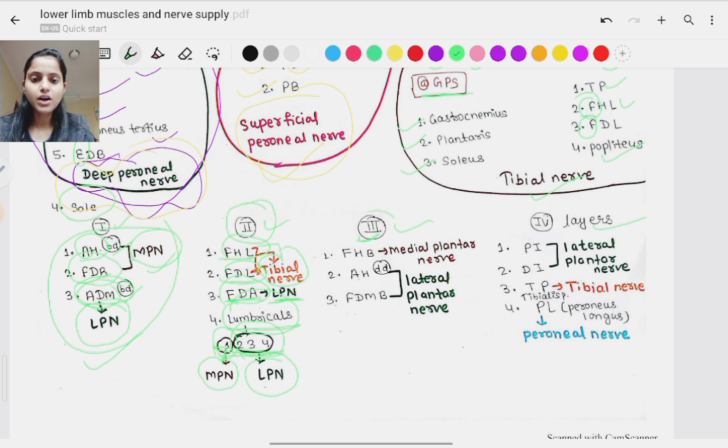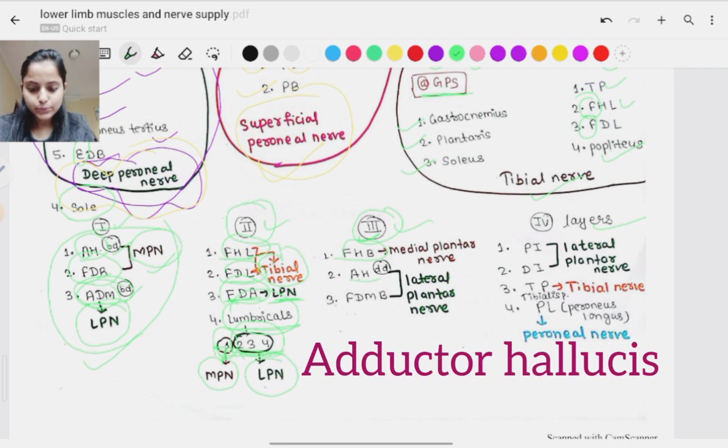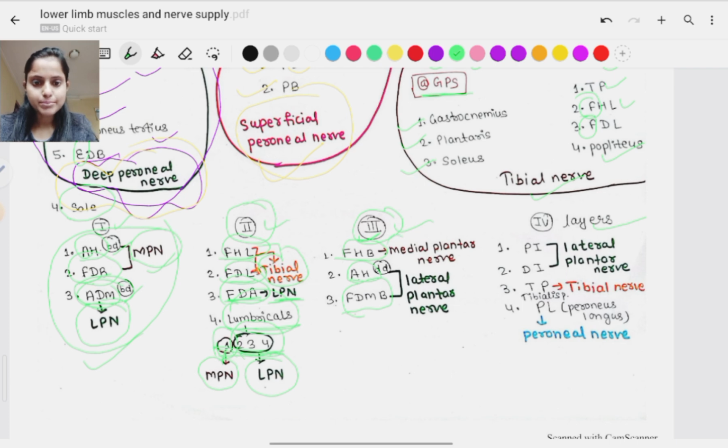In the third layer, we have flexor hallucis brevis, adductor hallucis, flexor digiti minimi brevis. Flexor hallucis brevis is supplied by the medial plantar nerve, and adductor hallucis and flexor digiti minimi brevis are supplied by the lateral plantar nerve.